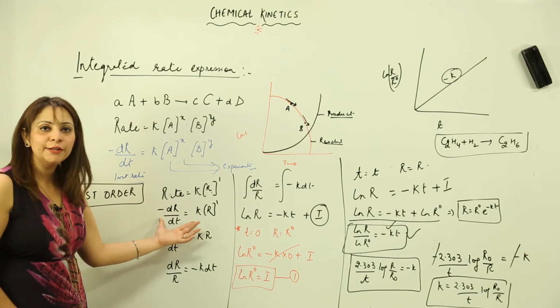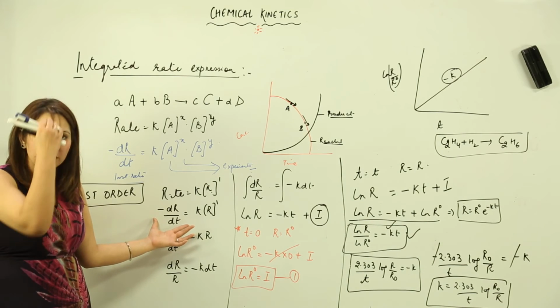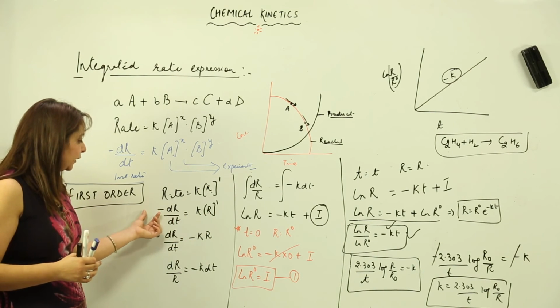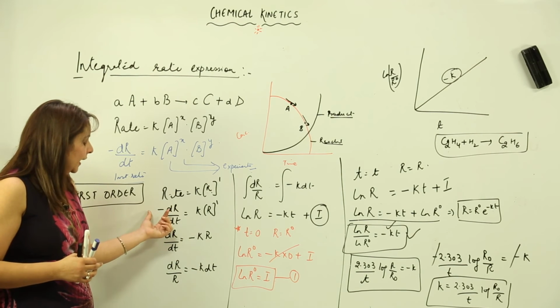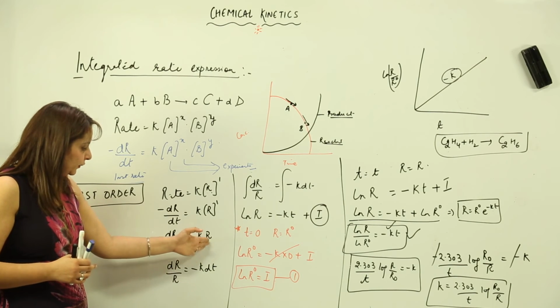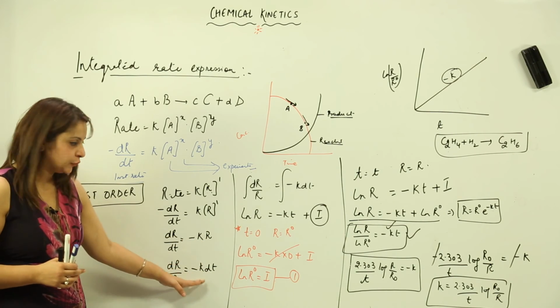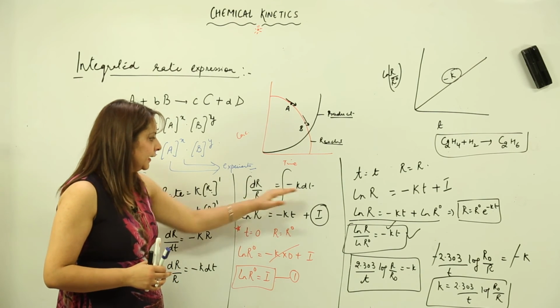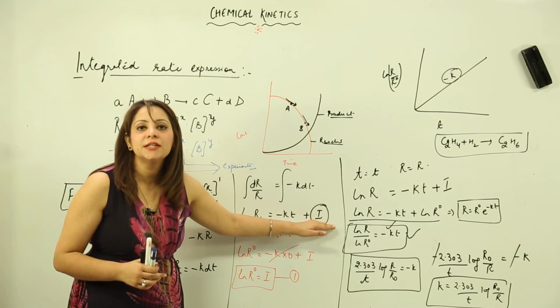This is what I wrote. I wrote in a simplified form, that is minus dR upon dt, indicating the instantaneous rate. I just prefixed the negative sign here, and wrote it this way. Then I just moved this R to this side, and I got this expression. Then I integrated, and after integrating I get ln R, and along with that there is a constant.